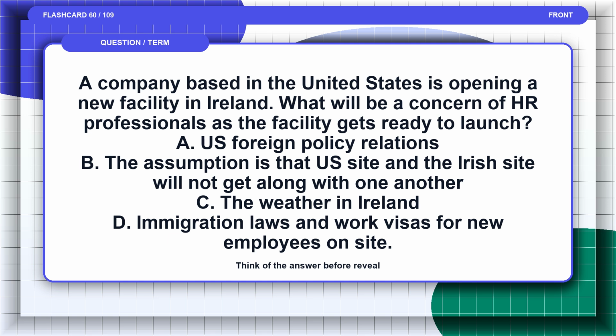A. U.S. foreign policy relations. B. The assumption is that the U.S. site and the Irish site will not get along with one another. C. The weather in Ireland. D. Immigration laws and work visas for new employees on site. Pause and think of the answer before the reveal.